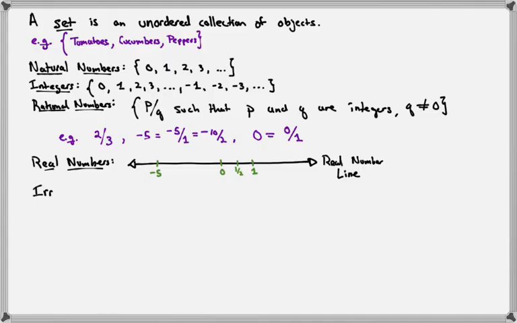But it also includes lots of other values that are not rational. And those are called the irrational numbers. So irrational numbers are real numbers which are not rational. In other words, it's not possible to express it as a ratio of integers.